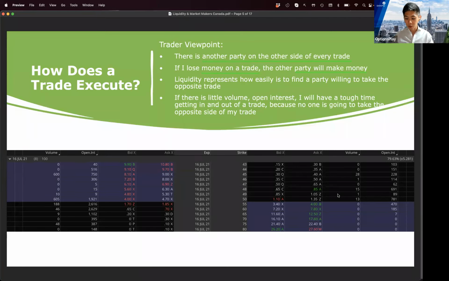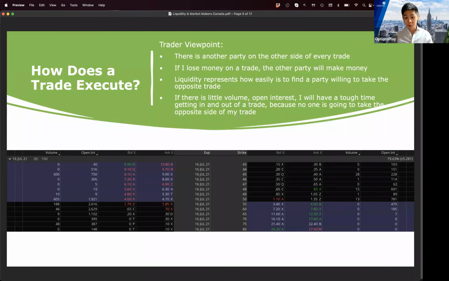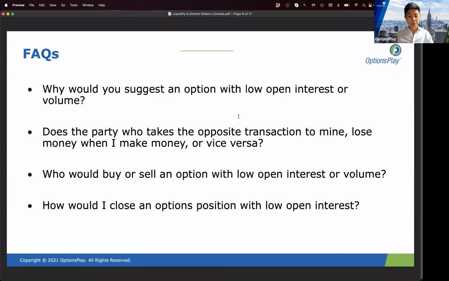But I see a lot of users who had replied 1 in the Q&A window. So for now, we can use the Q&A window to respond, okay? If any of you can relate to that, this is fairly common in terms of a view. I know this because these are the types of questions that I get from customers. Why would you suggest an option with low open interest? Does the party who takes the opposite side of my transaction make money when I lose money, or vice versa?